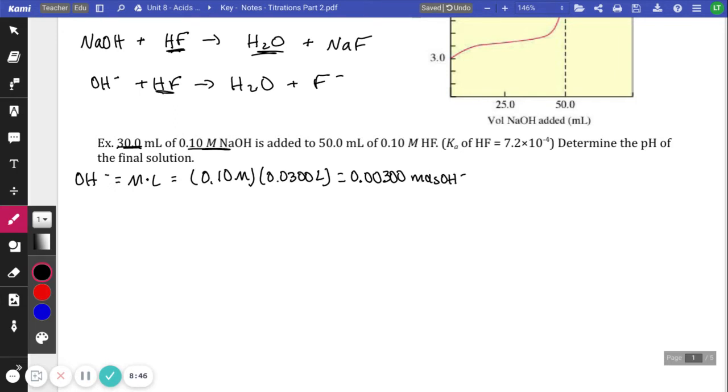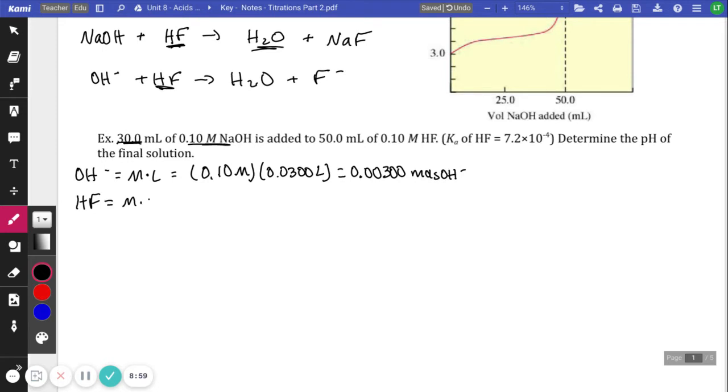Then we need to figure out how many moles of HF it's reacting with. HF doesn't break apart, so we are going to solve for the moles of HF, not the moles of OH. Again, it's molarity times liters. My molarity of HF is 0.1 times the liters, which is 0.05. Solve that, and I end up with 0.0050 moles of HF.